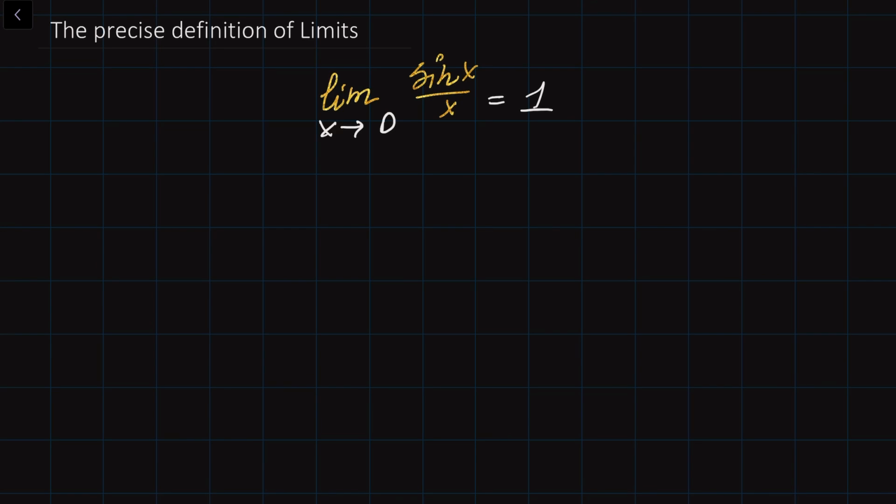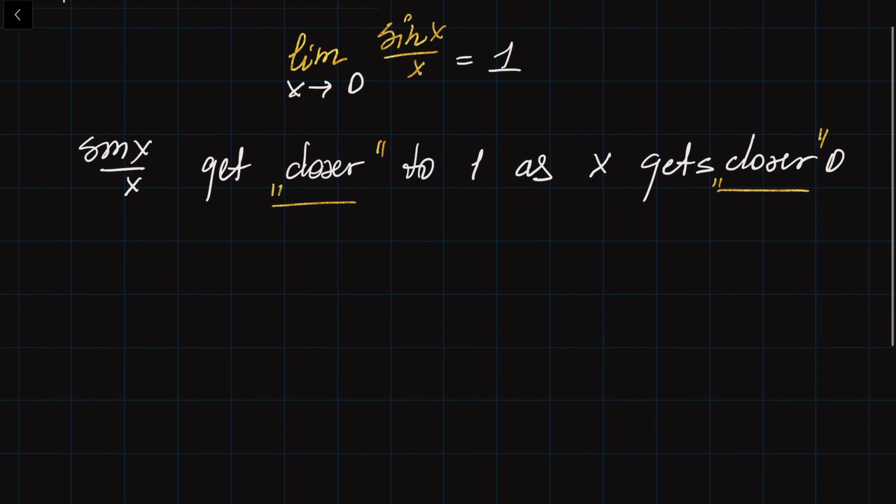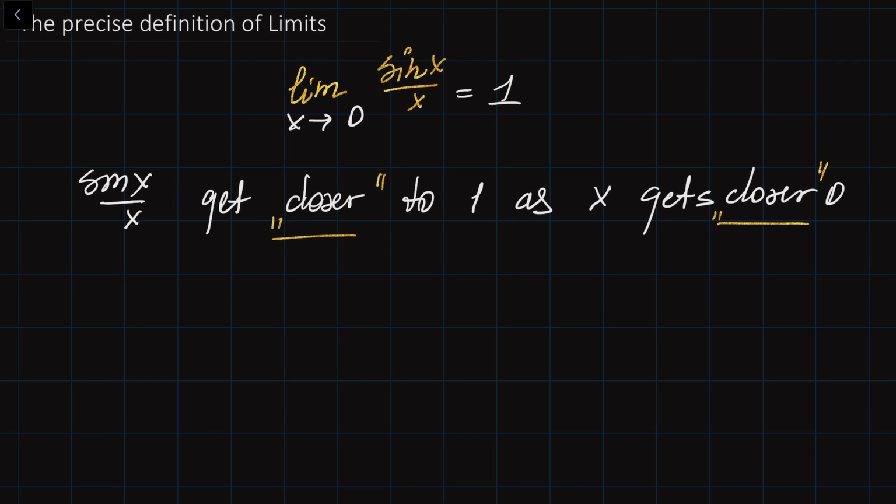And we define this limit as sine of x divided by x gets closer to 1 as x gets closer to 0, right? And the only thing we need to talk about is these words, closer and closer. So how much should x come closer to 0 so that sine of x divided by x gets closer to 1? This is the question which we would like to address and answer.